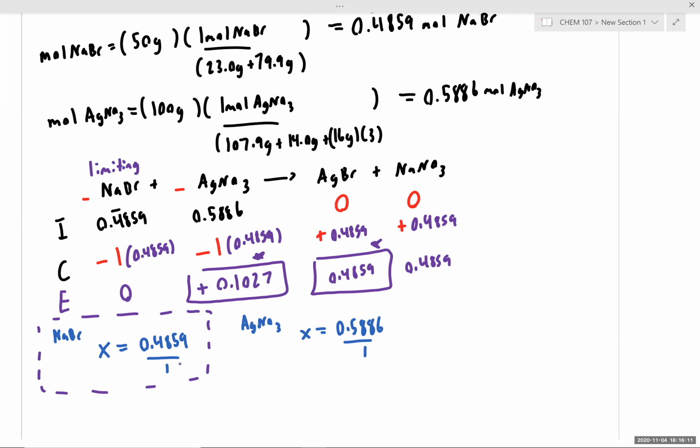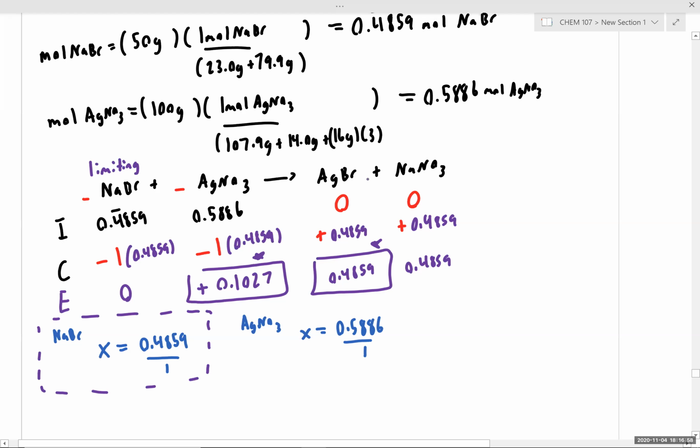Professor, could you explain the E part one more time? E is the ending amount. So whatever amount we start out with, accounting for how much change occurs in the reaction, E is the ending amount of material. So for each of our reactants, we lose a certain amount of reactant based on the coefficient and the change x. For our limiting reactant, such as sodium bromide, we use up all of our sodium bromide because it's limiting. For silver nitrate, we use up a large amount of our silver nitrate based on our stoichiometry, and a little bit of our silver nitrate is left over.